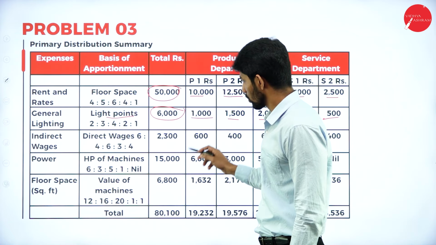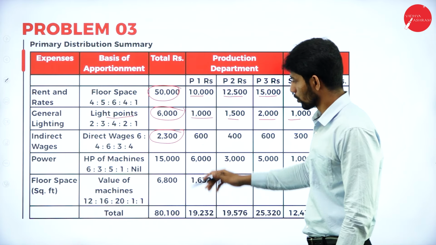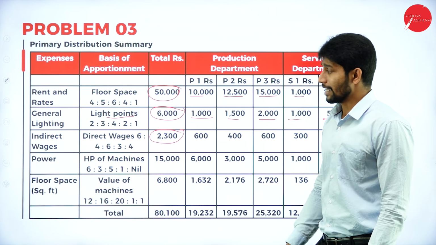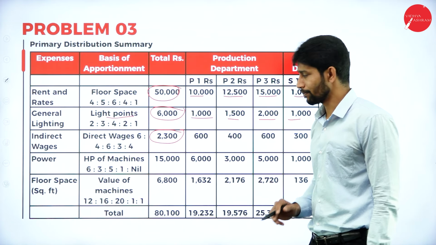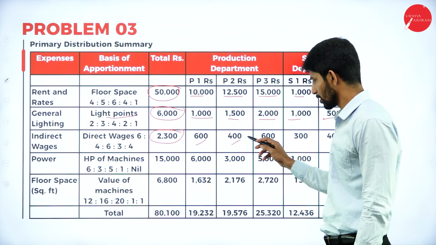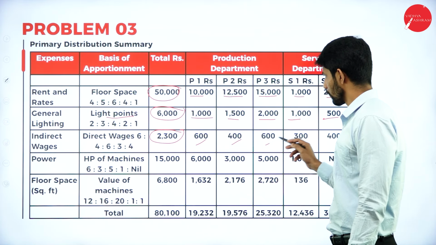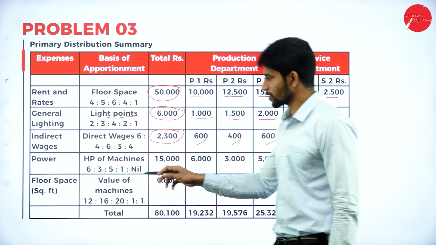6:4:6:3:4. So what is the total indirect wages? 2,300. So 2,300 is the indirect wages. So now you distribute among the different departments. So for production department 1, 600. For production department 2, 400. Again for production department 3, 600. Next 300, 400.